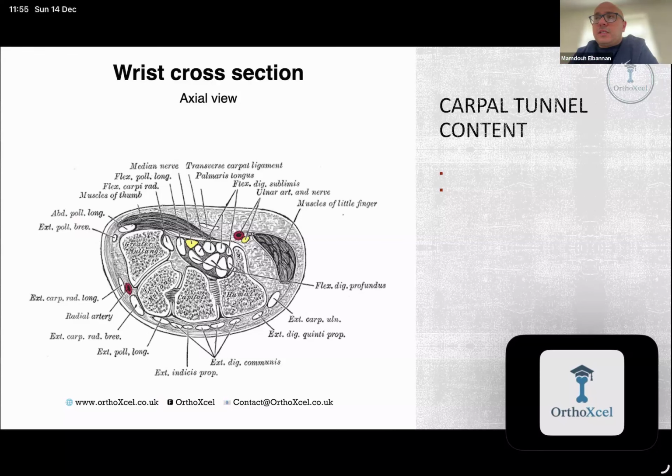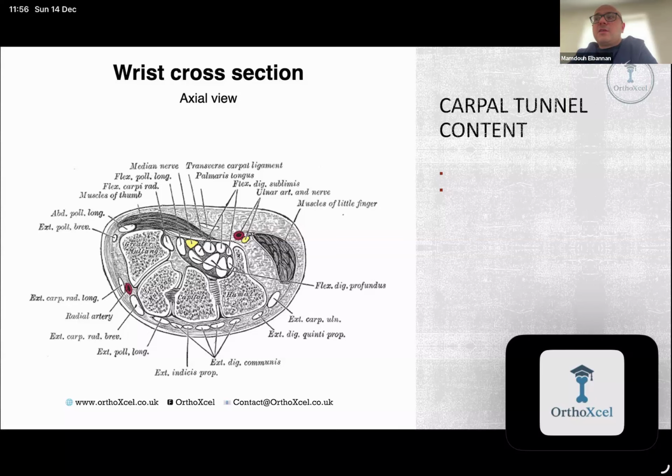So what is inside the carpal tunnel? You have FDS, FDP, and you have flexor pollicis longus. These are the most important structures. Some of them say there's a palmaris longus, but it's not true. Palmaris is outside. Then you have the flexor carpi radialis outside. Is the ulnar nerve, around Guyon's canal, passing below this? No, it's superficial. So the ulnar nerve is not under the transverse carpal ligament.